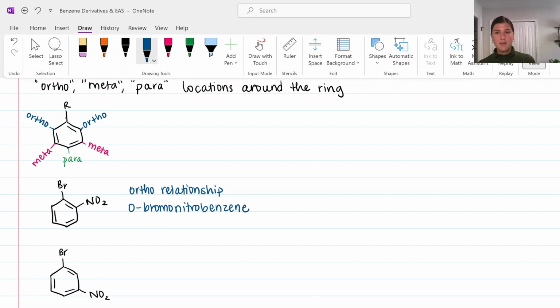Now, it's possible to also see numbers. You might see that on different sites or different resources. And so in this case, you would give the substituent that comes first alphabetically the lower number. So this would be 1-bromo, 2-nitro, benzene.